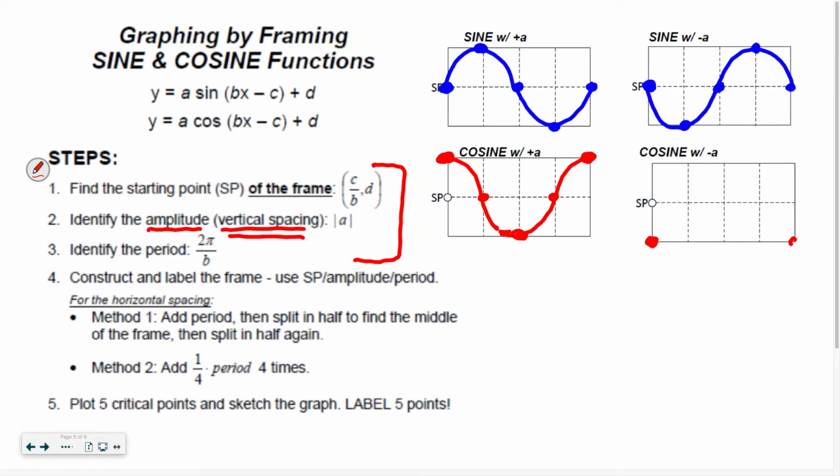And then for cosine with the negative A, I'm going to start and end on my minimum. And my middle value is going to be my maximum. Remember when you're drawing cosine on the edges, make sure that it's apparent that that graph is turning around right there. It should not look like a parabola, like it's going to just keep going up. It should be rounding out.